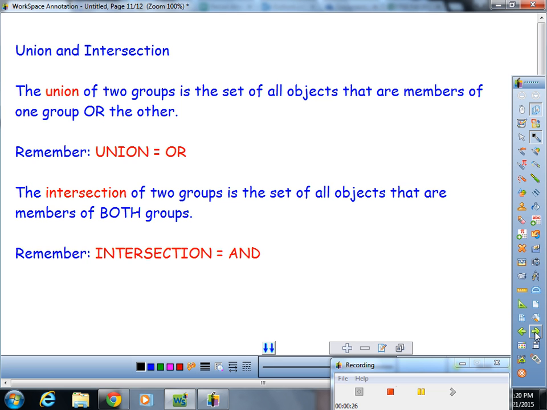So I want you to have this scenario in your head. If I asked for the union of the 2 groups, a large group of students would stand up. All the students in the class that were involved with sports or involved with arts would stand up. So just remember, union is or. It is a very unexclusive term. It means if you are involved with either, we want you with us.